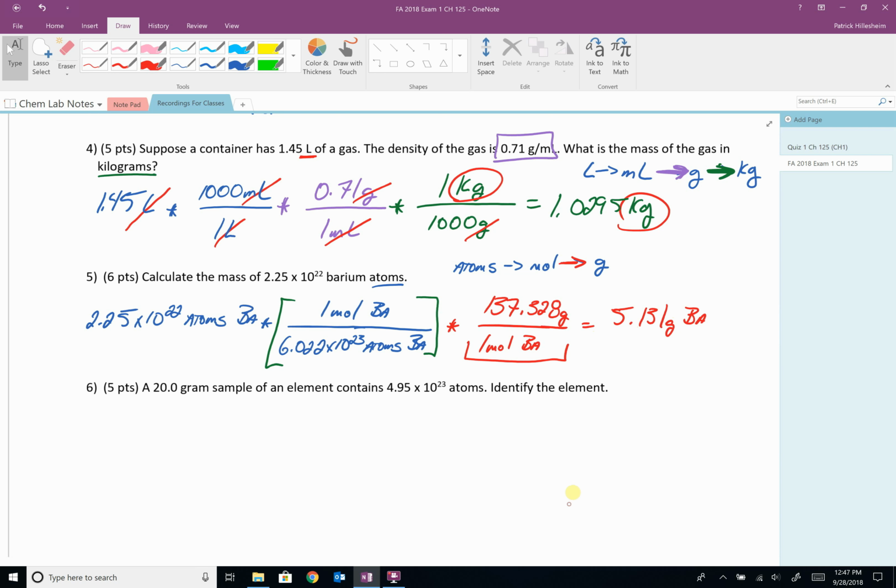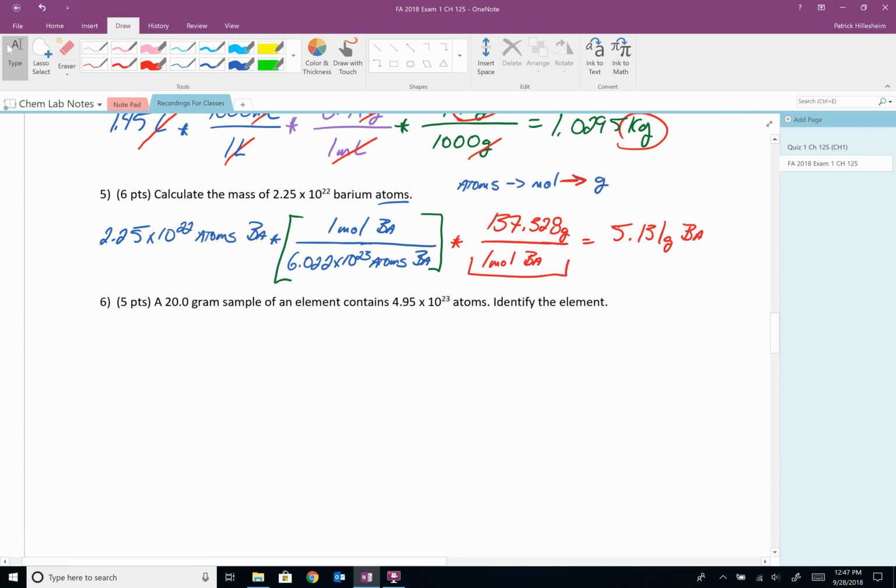All right, now number 6. This was probably the trickiest one on the exam. But basically number 6 is almost the opposite direction of number 5. Because let's take a look at what information we're given. I am saying that I have 20 grams, and I counted that I have that many atoms in that 20 gram sample.